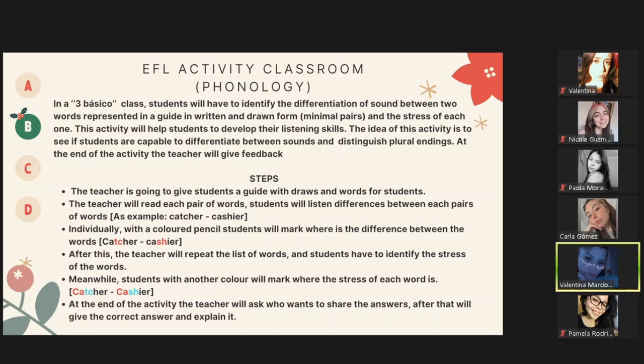At the end of the activity, the teacher will ask who wants to share the answers. After that, we will give the correct answers and explain them.